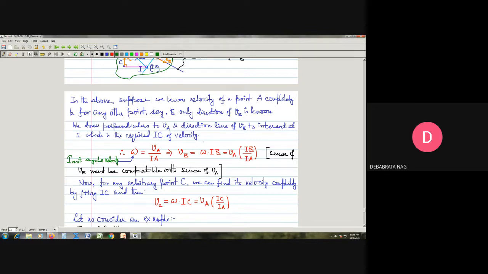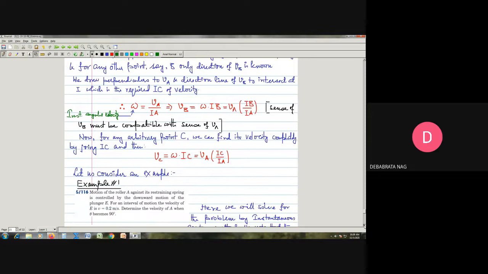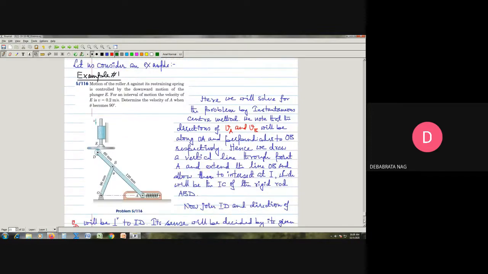Now let us take an example to show how we can apply this method to analyze the velocity of a rigid body, or a system of rigid bodies, or maybe a mechanism. Let us take an example. So we consider this problem from the book of Meriam and Kraige. This is problem 5/116.